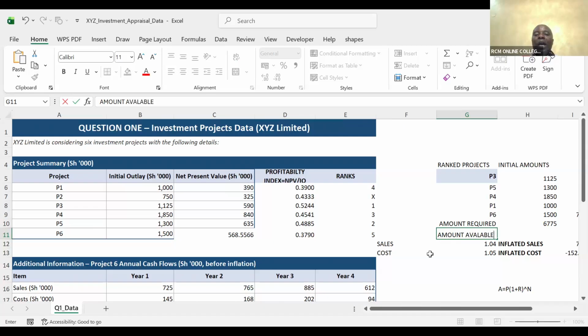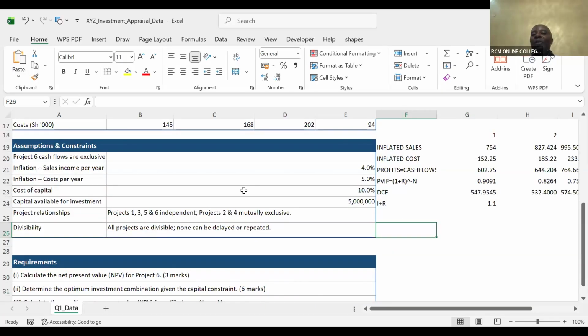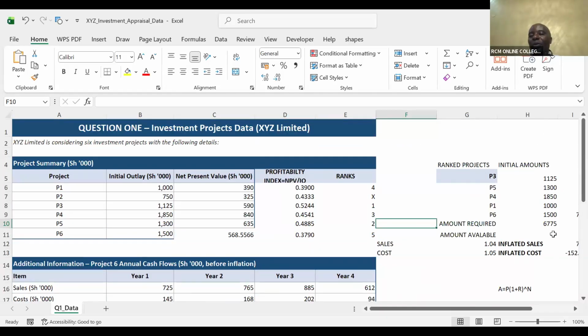Amount available we were given somewhere here. They told us that the capital available for investment is 5,000. Remember, the figures are in thousands. So the amount that is available is 5,000.